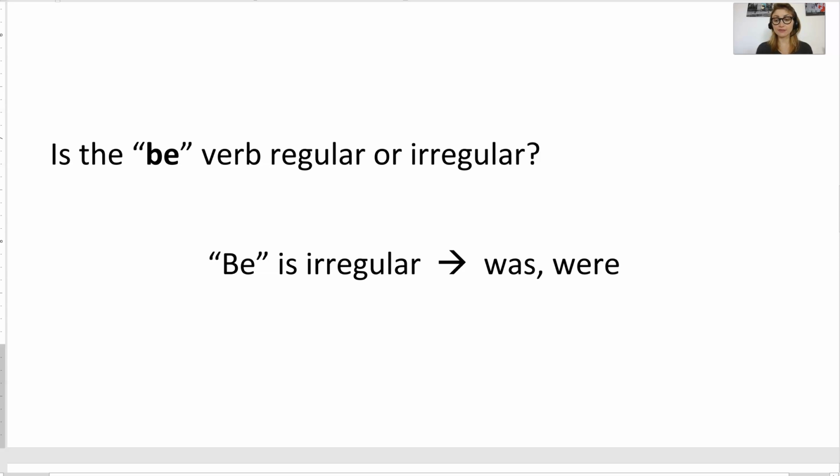Irregular. So that means I cannot say "beed," like "I beed a student 5 years ago." It's not correct, right? We have two styles: was and were. And if you want more practice with was and were, I do have a video, so you can watch that video, was and were, with Teacher Elo.